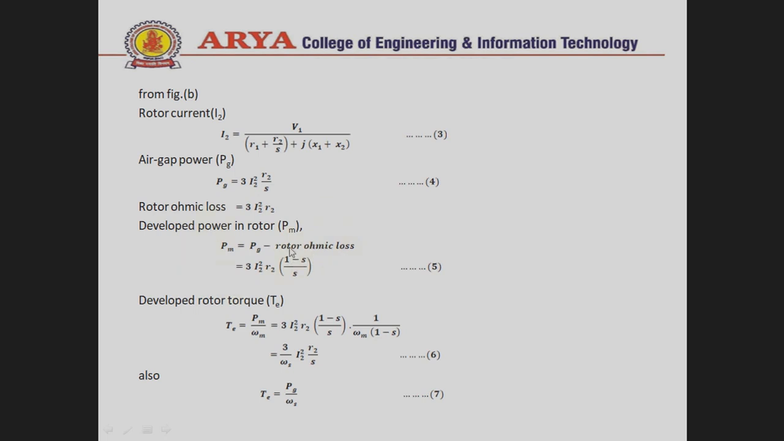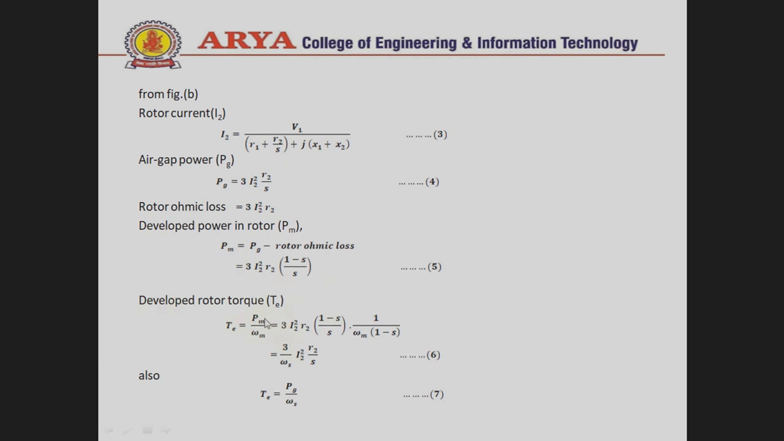We calculate the power delivered into the rotor, which is equal to both the forms of PG and rotor ohmic losses put here, and we find the equation of developed power in the rotor. Next, the developed rotor torque is equal to the developed power in the rotor upon omega m, where omega m is the rotor speed in radian per second.